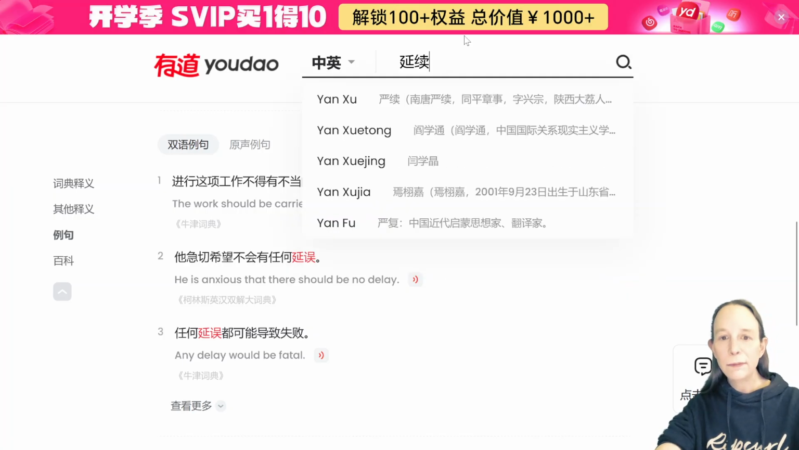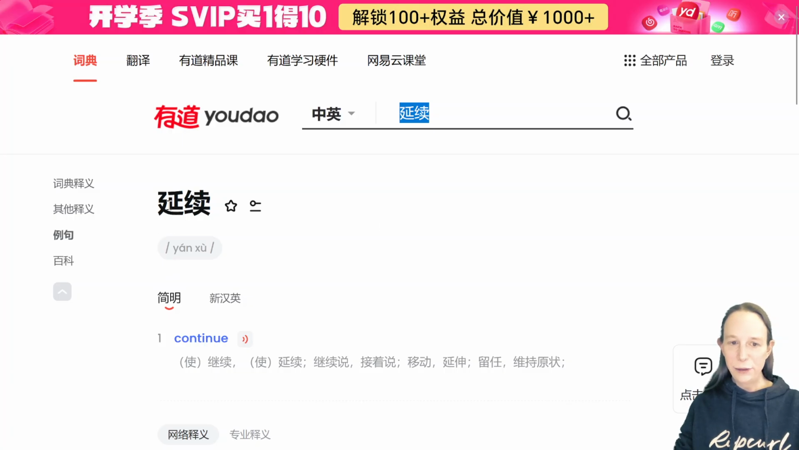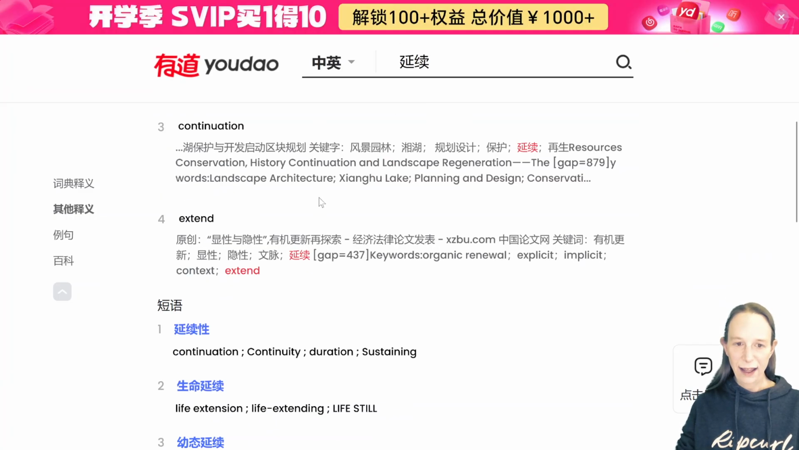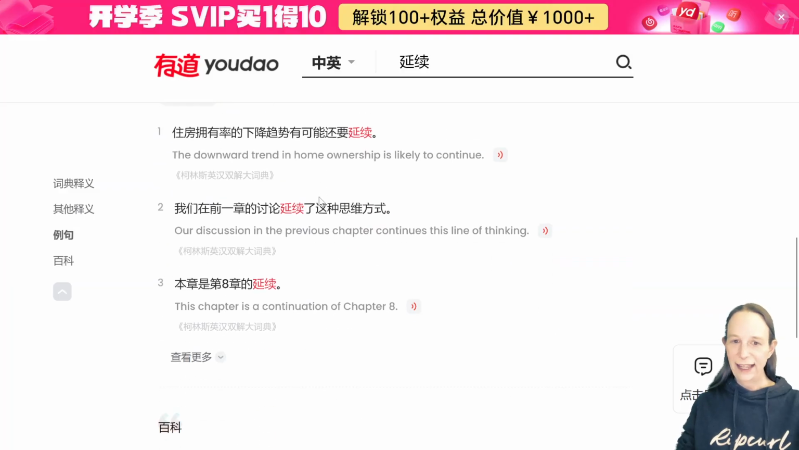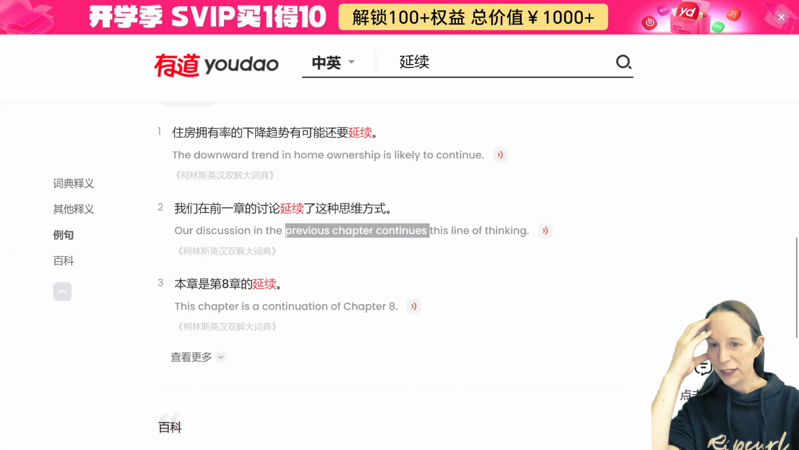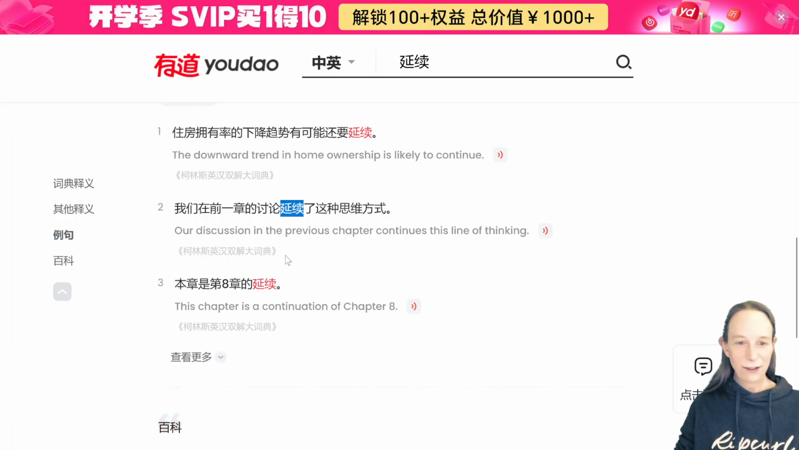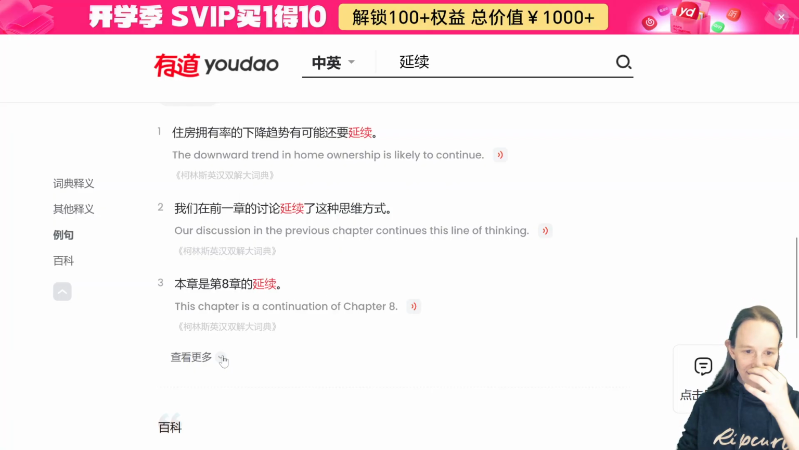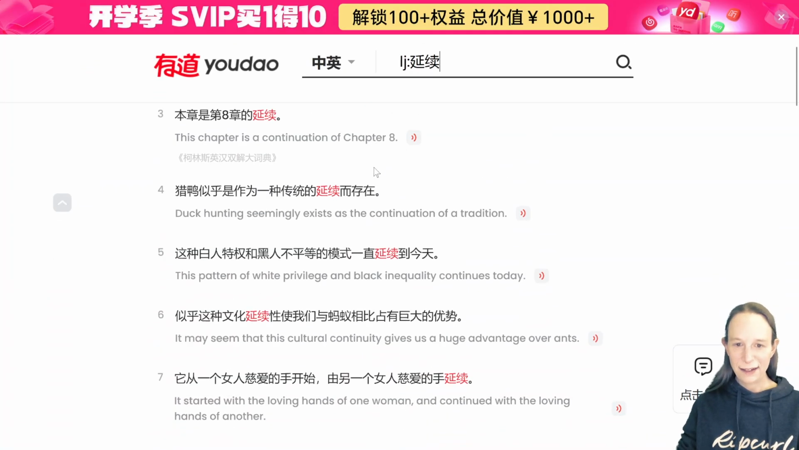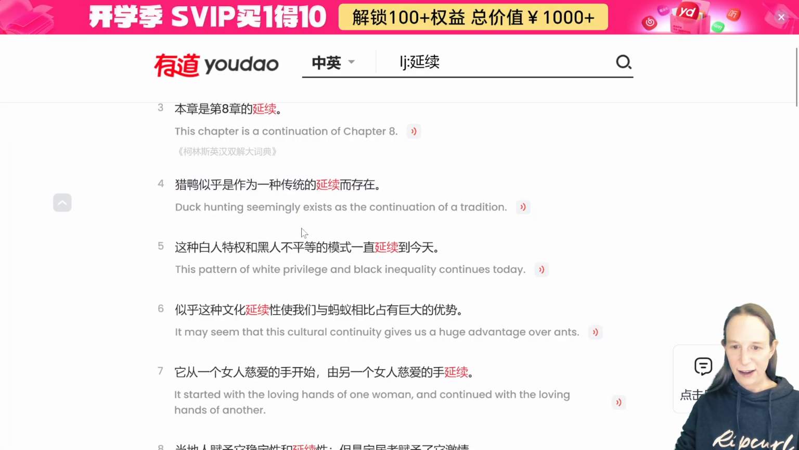延续. What is 延续? Oh, this is 继续. Okay. 延续. It's like extend onwards. Is this with respect to time or distance? I think it's with respect to time. No, this is with respect to sequence. Yeah, maybe it could be distance there. 延续. Okay, so the chapter continues into another chapter. 延续到今天, continues to today. So this is with respect to time.